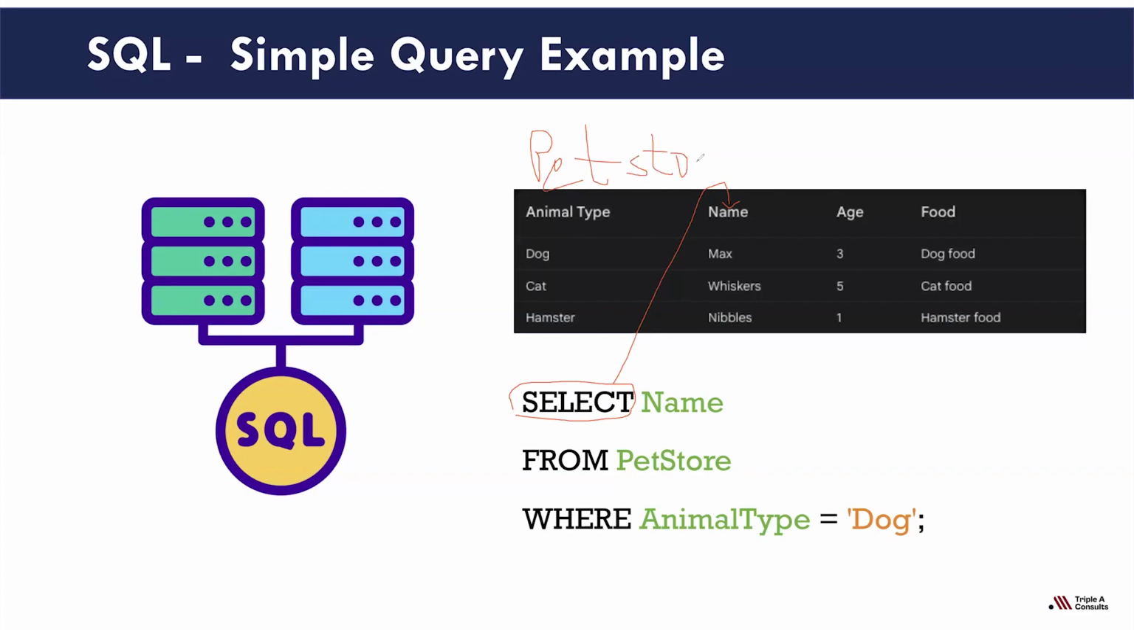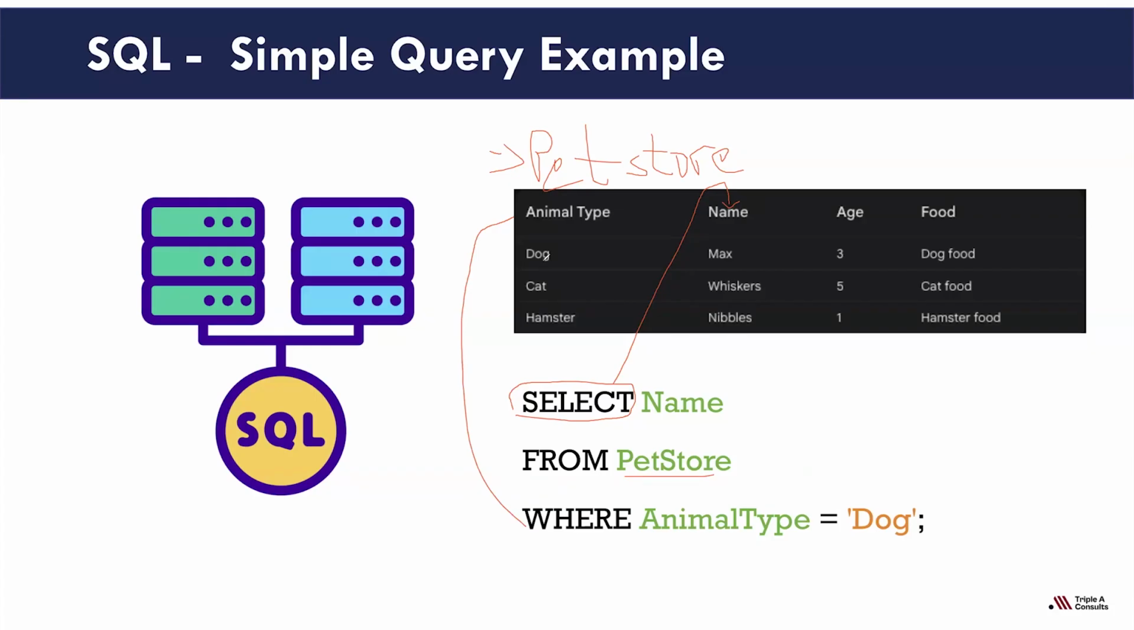Please ignore my very wonderful scribbling, right? And then I say select from pet store, this table called pet store. Select from pet store. This is pet store and this is pet store. Where the animal type, this one, is dog.